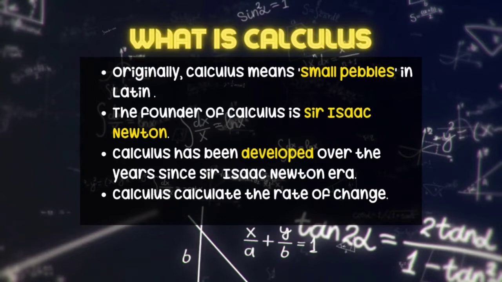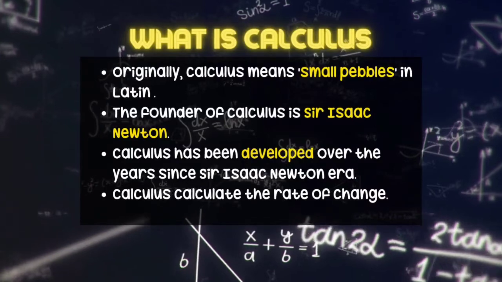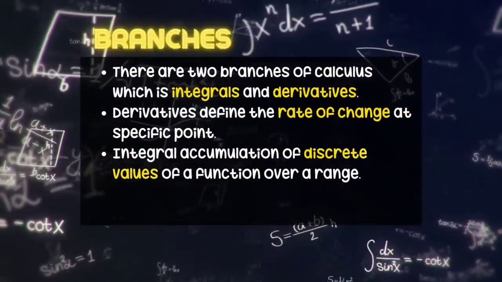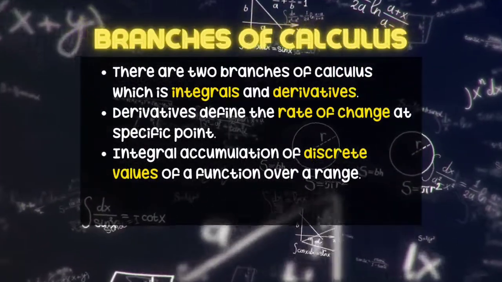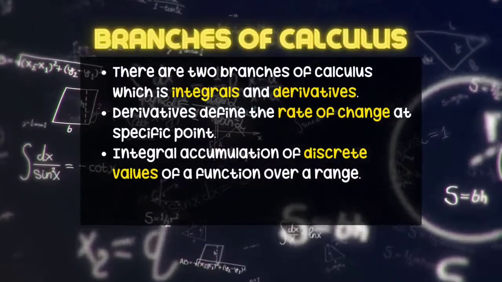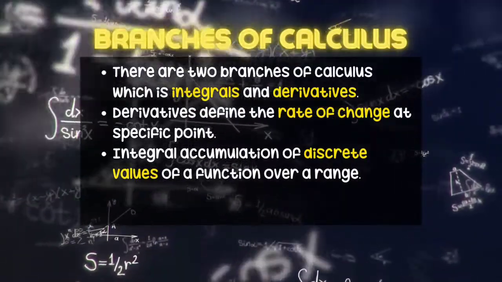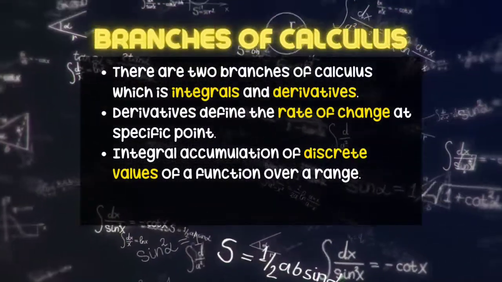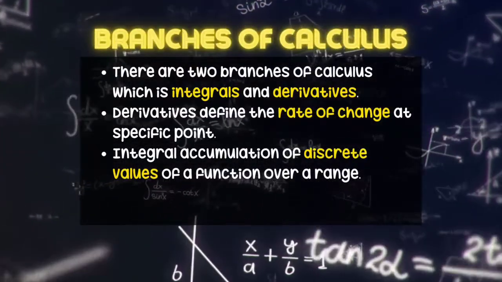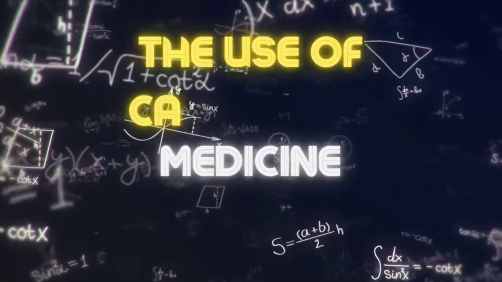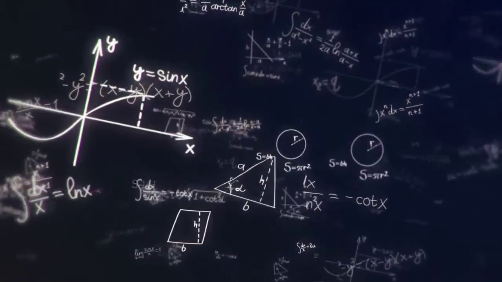What does calculus actually do? Calculus measures the rate of change that occurs in almost every phenomenon in the universe. There are two branches of calculus, which is integrals and derivatives. Derivatives of a mathematical function define the rates of change at a specific point, whereas integrals show the accumulation of discrete values of a function over a range. Without further ado, let's get into the use of calculus in the medicine sector.